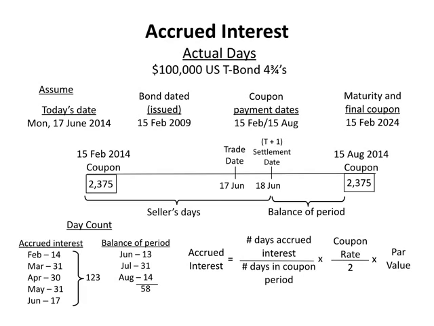By the calendar, March has 31 days, April has 30 days, and May has 31 days. Then in June, the seller earns the interest up to but not including the settlement date of the 18th, so that means 17 days of accrued interest due the seller for the month of June, for a total of 123 days of interest accrual due the seller.